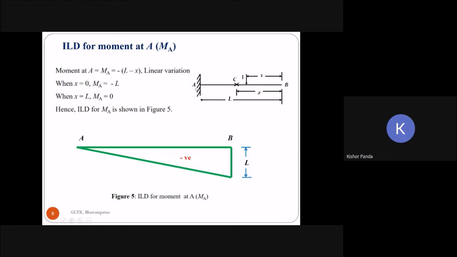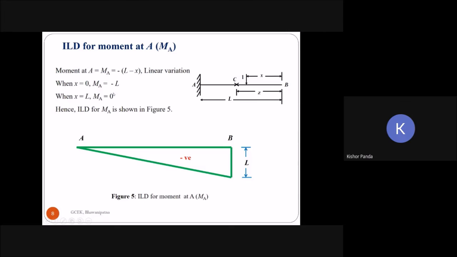Then find out what is the MA when the unit load is present at the point A. That is, when x is equal to L, what is the value of MA? So when x is equal to L, here you put L. So L minus L is equal to 0. So when x is equal to L, MA is equal to 0.